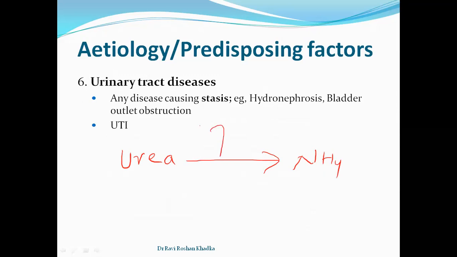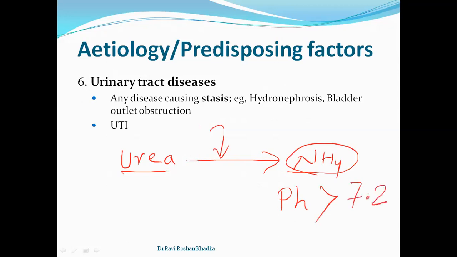The bacterial enzyme urease breaks the urea into ammonium compound such that the pH of urine will be increased, and whenever the pH is more than 7.2, it leads to stone crystallization, and that stone is a struvite stone, also known as magnesium ammonium phosphate stone. So UTI has a direct role in formation of stone because it alters the pH of urine.